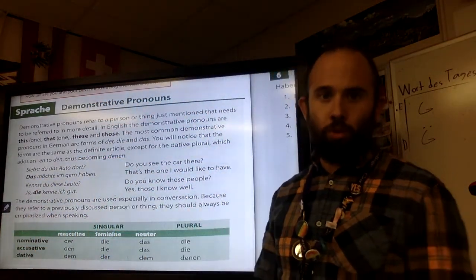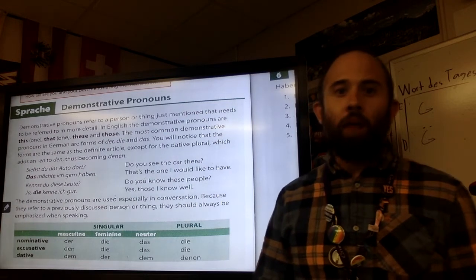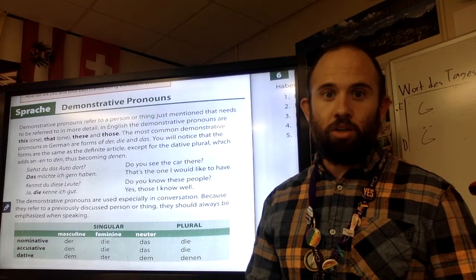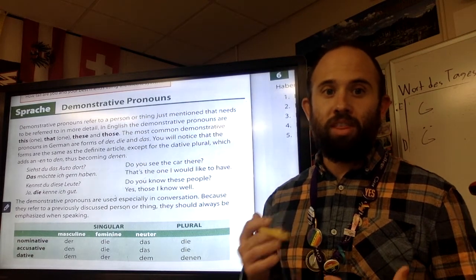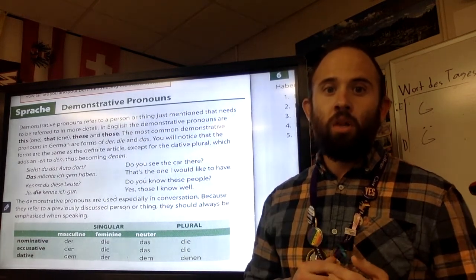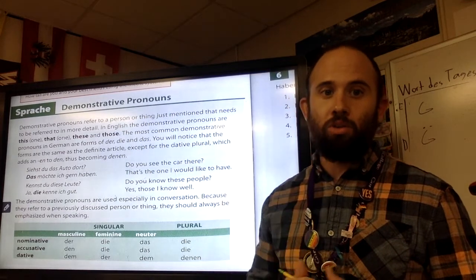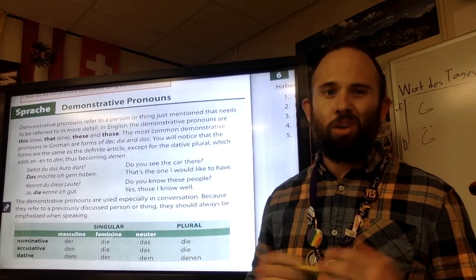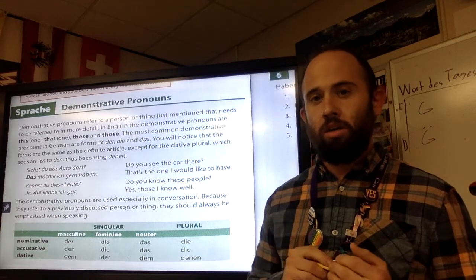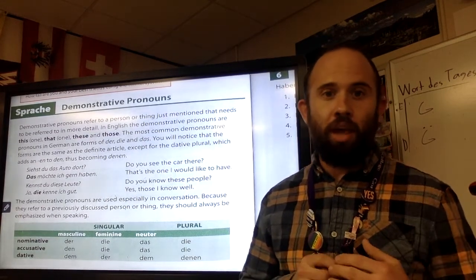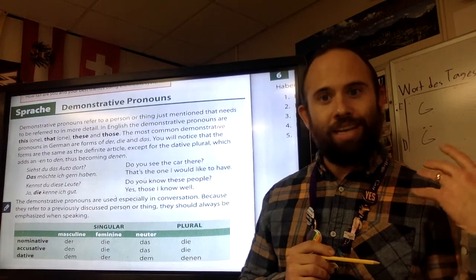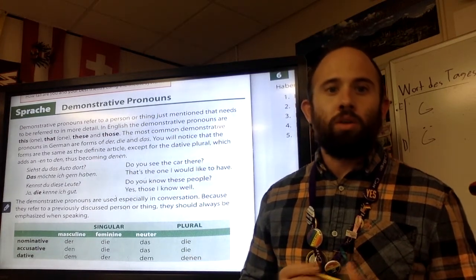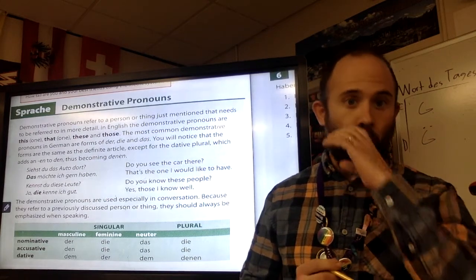Demonstrative pronouns refer to a person or thing that was just mentioned and needs to be referenced in more detail. In English, the demonstrative pronouns are this, that, these, and those. The most common demonstrative pronouns in German are forms of der, die, and das. We also have dieser and welcher and jeder. We just did a unit on that. But sometimes we can just say der, die, or das. The, again. You will notice that the forms are the same as the definite article.